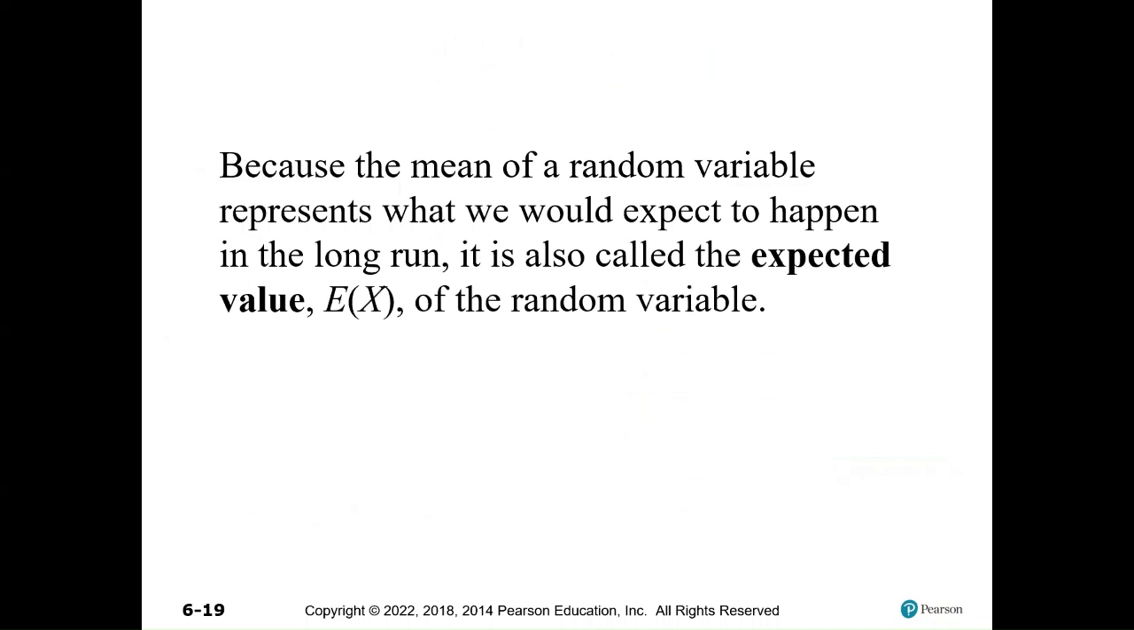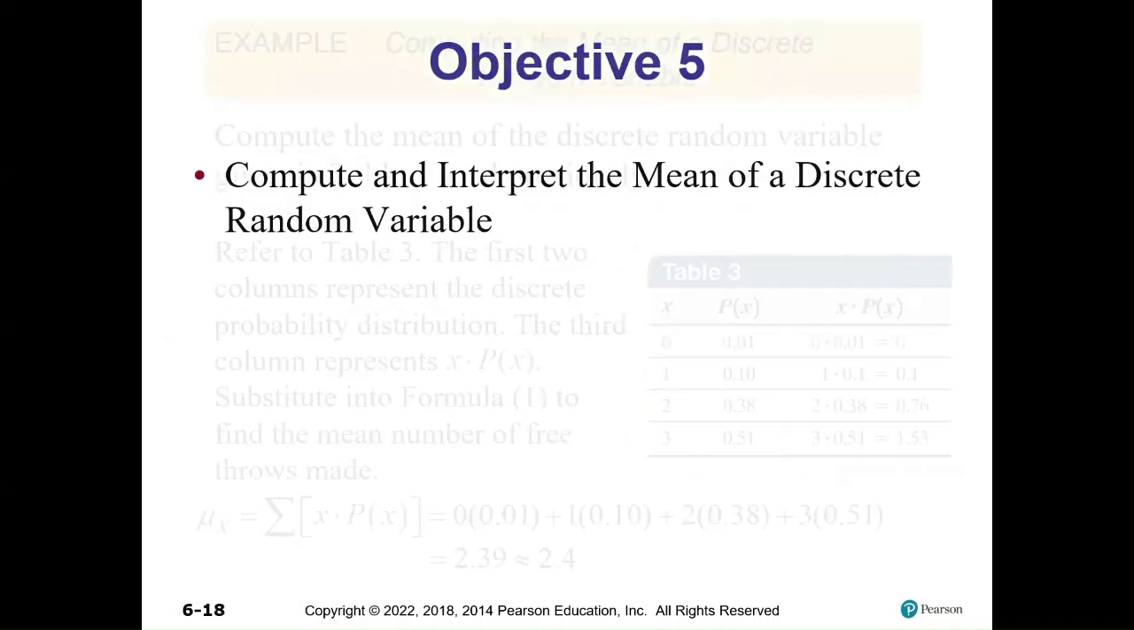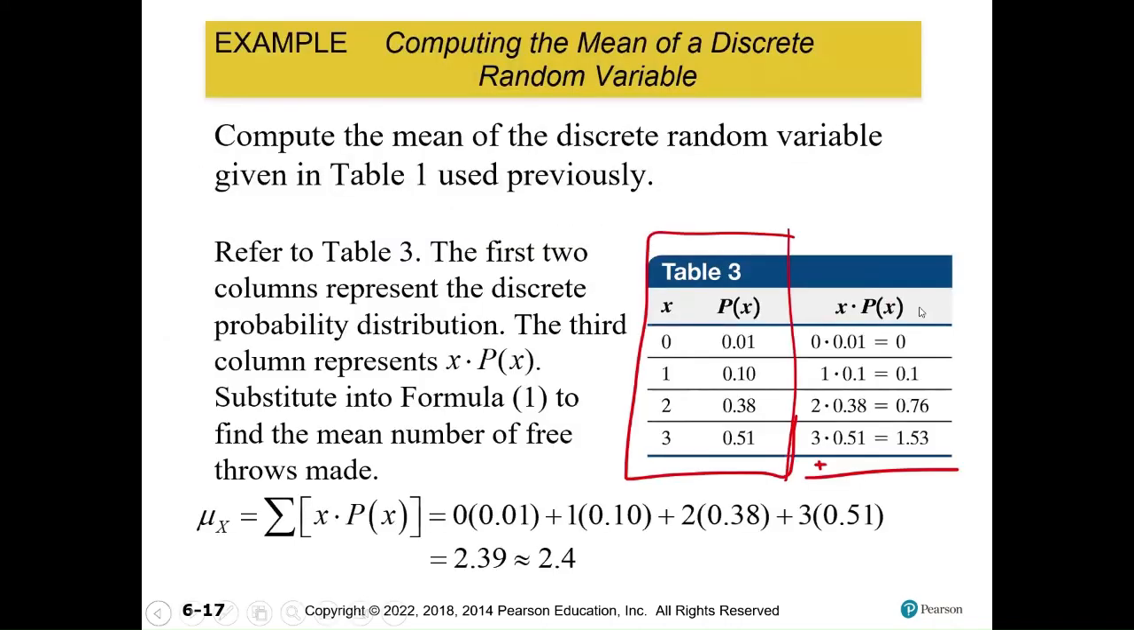Mean, not to be confused with what does it mean. The mean of a random variable represents what we would expect to happen in the long run. It's also called the expected value. So for the problem we just looked at, this is the number of free throws. If we go back to this particular basketball player, we would expect him to get around 2 free throws every time if he had to do 3 back-to-back. We're a little closer to 2, so somewhere between 2 and 3, but a little closer to 2.